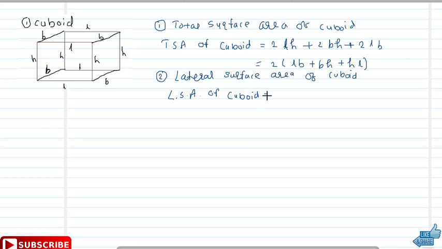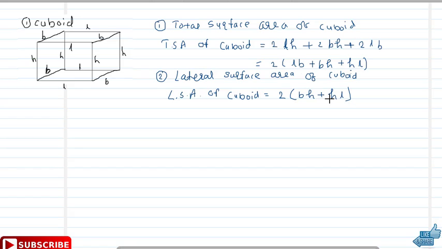LSA means what? We have to just exclude this top and this bottom. Only we have to consider these 4 sides. This front one, the back one, and this side one, and this side one. So top and bottom we have to exclude. In the top you can see L and B are the variables, and the bottom also L and B. So we have to just exclude this LB. That's why I wrote it in front. So here I can write the formula 2 in bracket, exclude this LB, only write BH plus HL. So this is our simple formula for the lateral surface area, that is LSA of cuboid is equal to 2(BH plus HL).